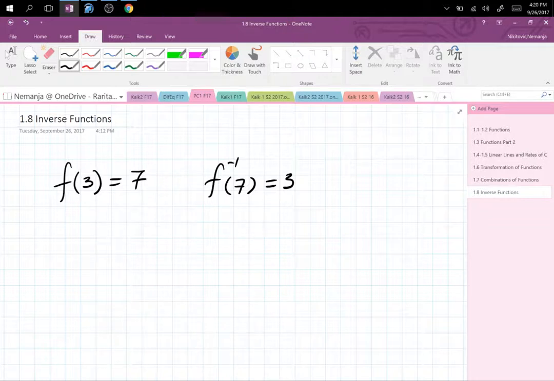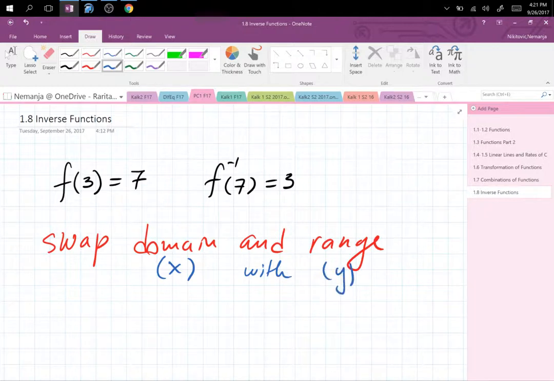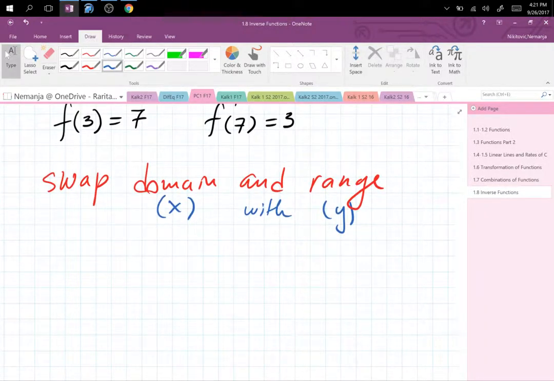Now, as I said, the simplest thing you can think of for the inverse is to undo what was done, and here it is. f of 3 is 7. The inverse, which has this little -1 on f, the inverse function, will take 7 as input and give 3 as the output. So what we essentially do with the inverse is swap domain and range, meaning x values from the domain with y values in the range. And this is how you find the inverse function.